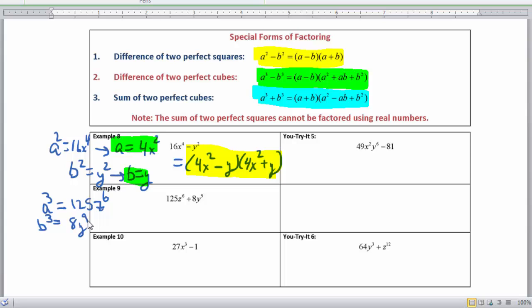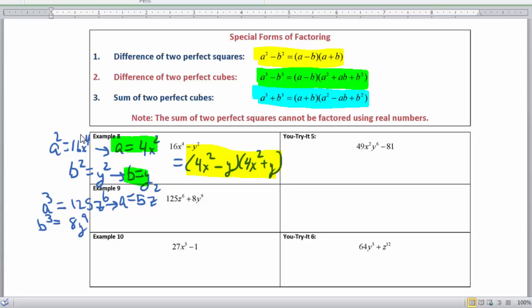Any even power is actually a perfect square, but any power that's a multiple of 3 is going to be a perfect cube. So if a cubed is 125z to the 6th, that means that a is really, well, the cube root of 125 would be 5, and the cube root of z to the 6th, you're dividing the power by 3. So it's z to the 6 over 3, which is really z squared.